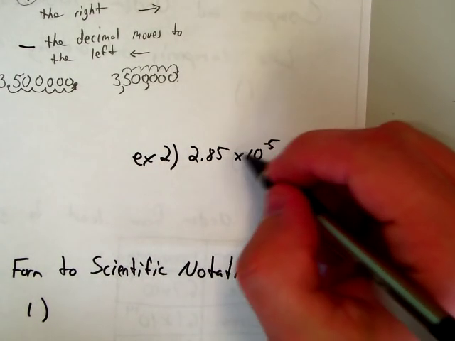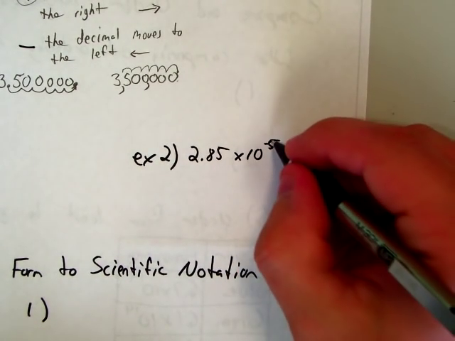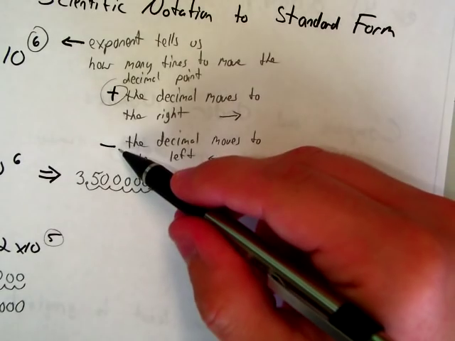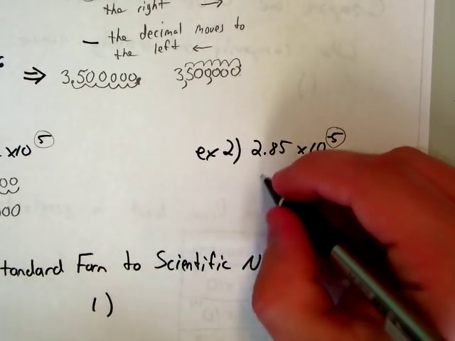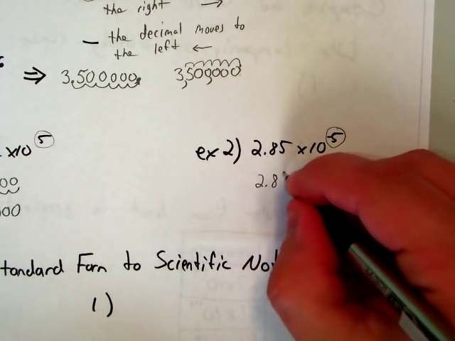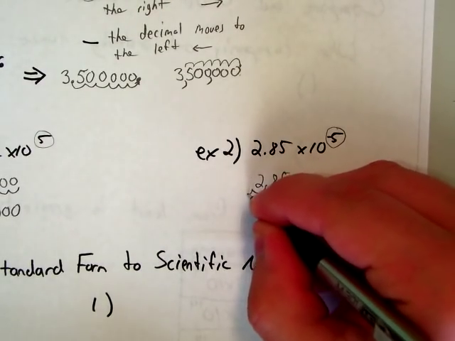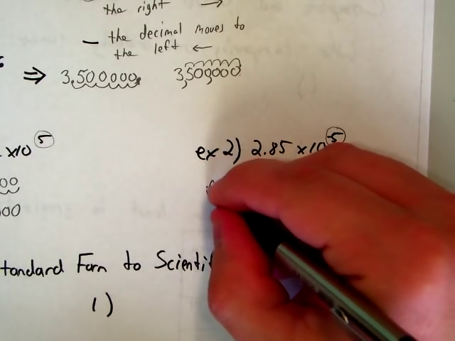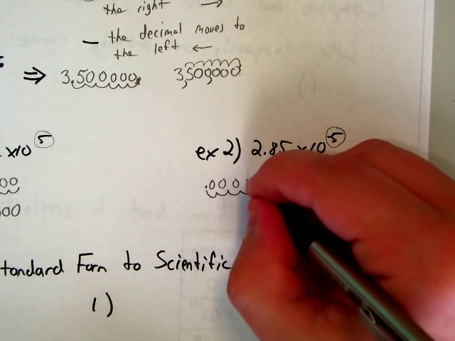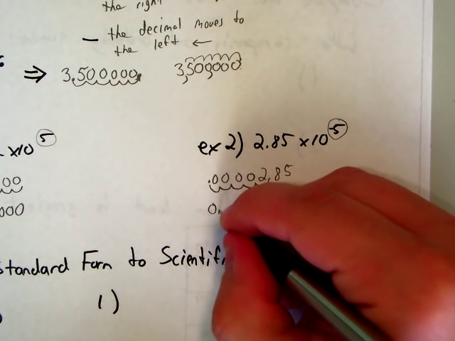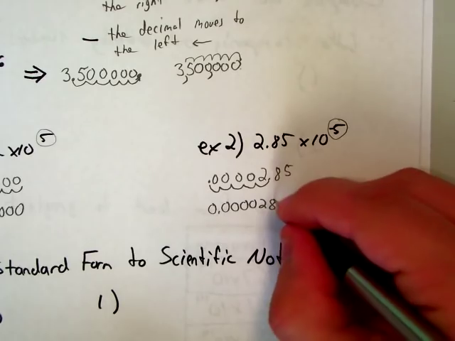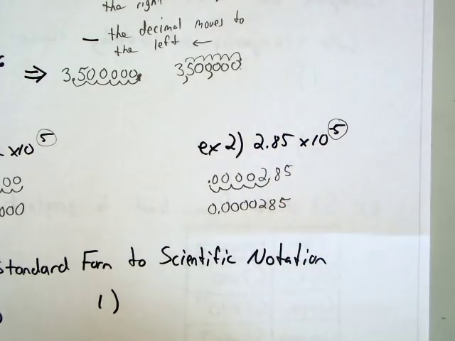Example 2. 2.85 times 10 to the negative 5th. The exponent is 5, so I move it 5 places. Negative, so to the left. So here's 1, 2, 3, 4, 5. Here's the decimal point, fill in all those empty spaces with zeros. So I have 0.00002 85, that is, 0.0000285.